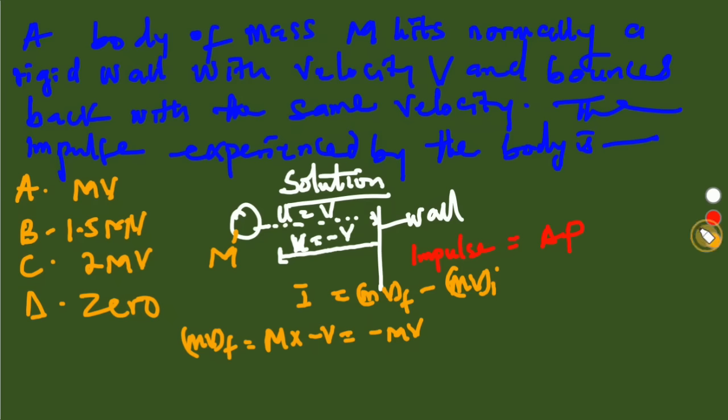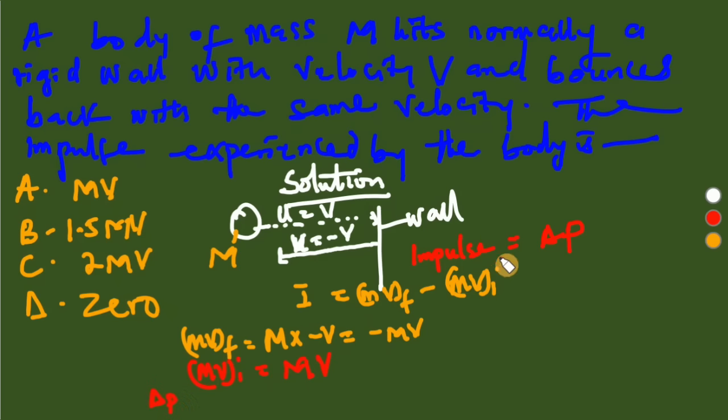So to find the initial momentum, the mass is still constant, m, and the initial velocity is given as v. So this is mv.